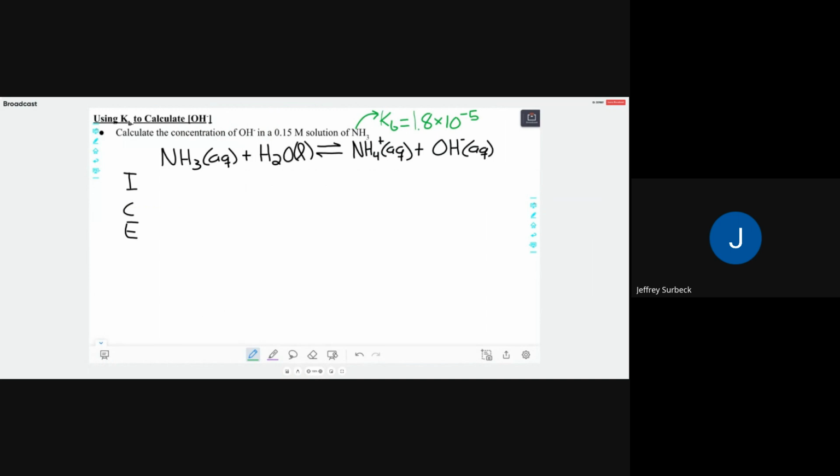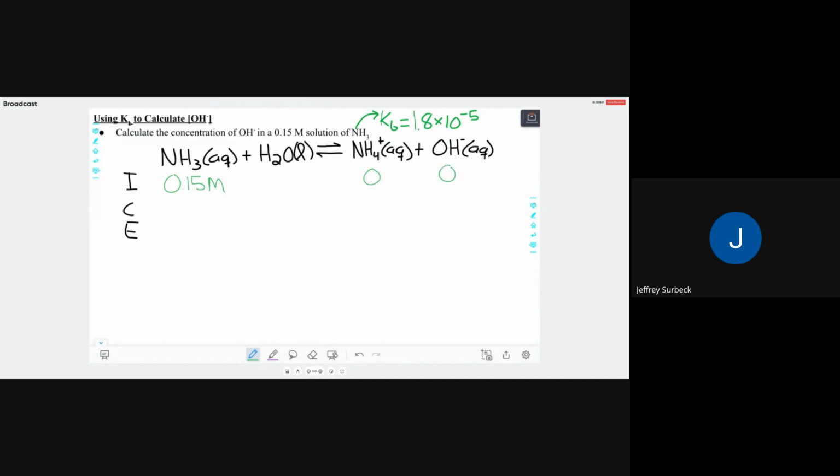Okay, now what's the only thing that we're given in this problem, number wise? 0.15. Yep, and it's 0.15 NH3. Well, if we're not given anything, what can we assume our other quantities are? 0. Okay.